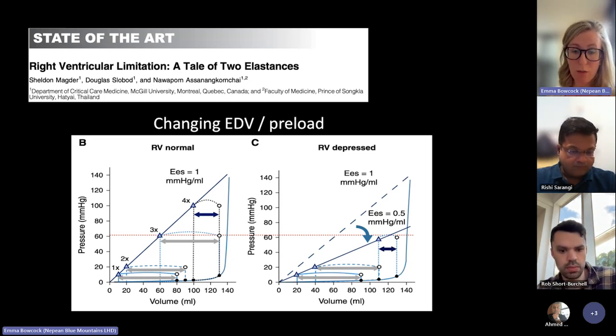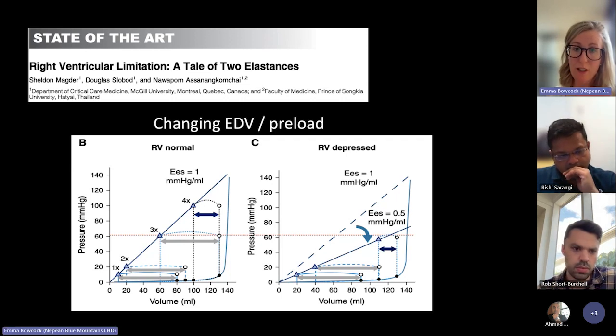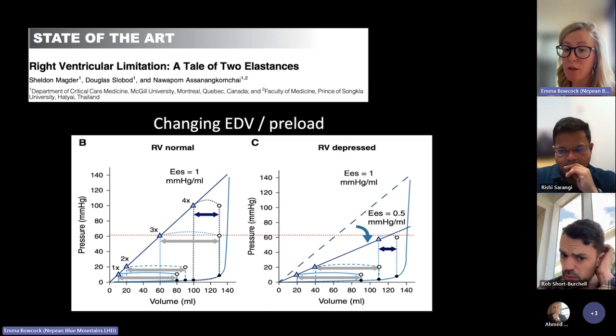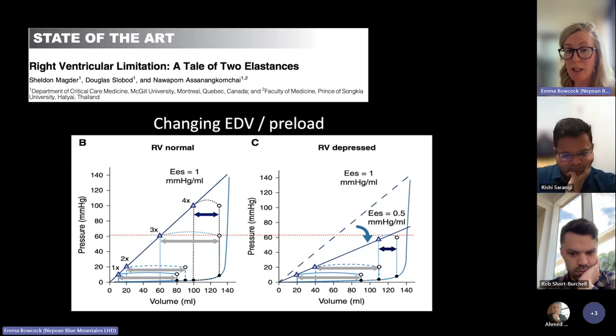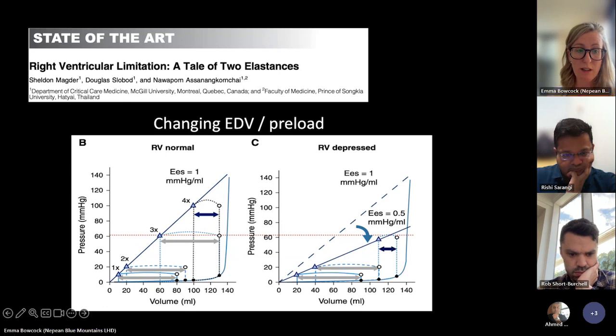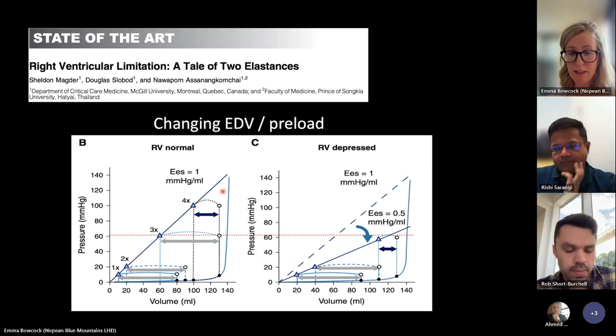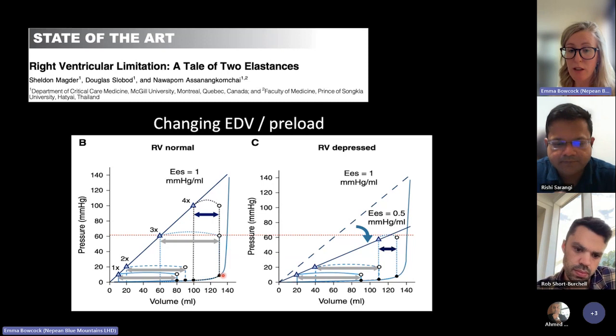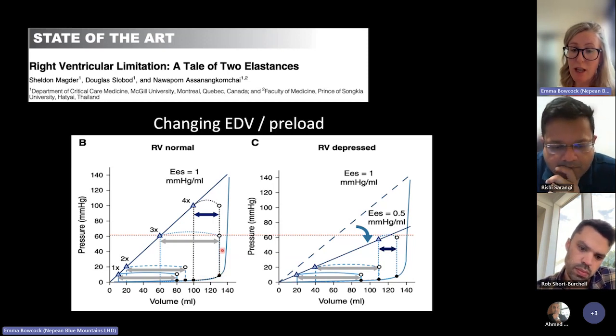So this is a normal RV. And as I change my end diastolic volume or my preload, i.e. I start giving my patient fluid, push them up this preload line, even for the same contractility. So if we just look at this one here. Can you all see the laser? I'm keeping the contractility the same, but I'm increasing preload, end diastolic volume. And can you see how the stroke volume is reduced?